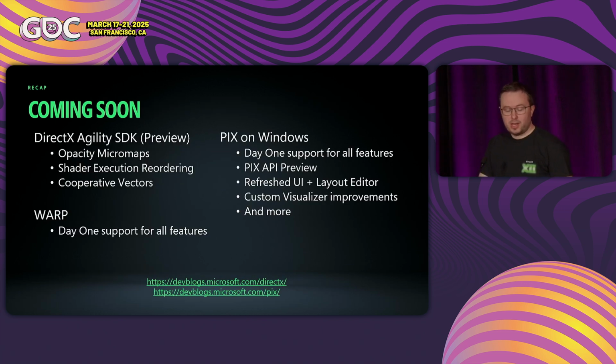So in summary, Claire has talked to you about the DirectX AgilitySDK preview that's coming in April with OMM, SCR, and cooperative vector support. Warp will support all those features on day one. PIX will support all those features on day one, and then come with this refreshed UI or UX experience with the new layout editor and improvements to the custom visualizers and more.